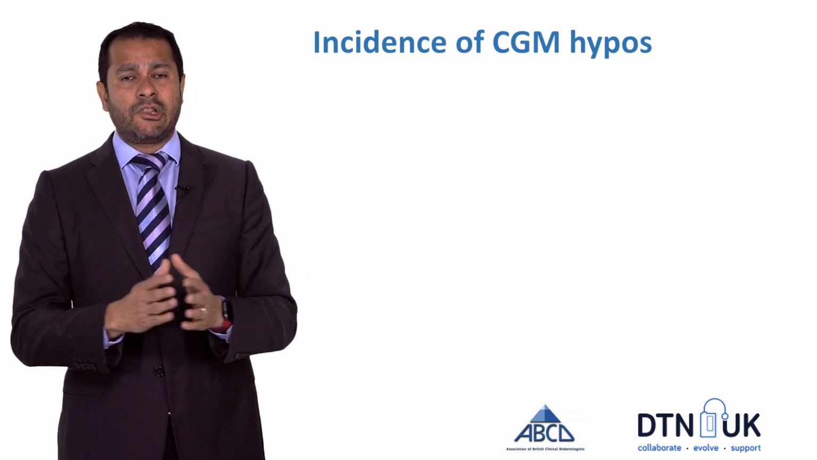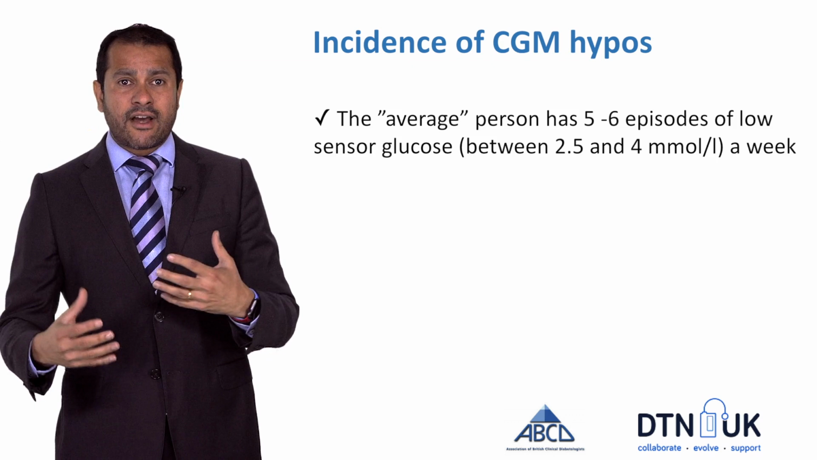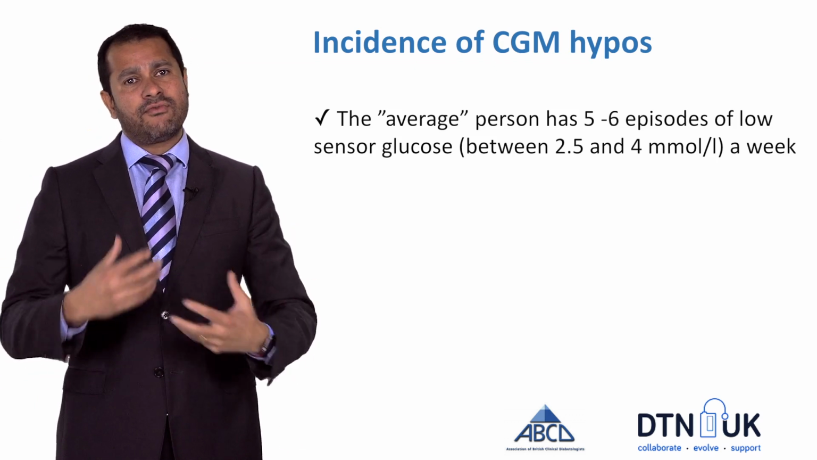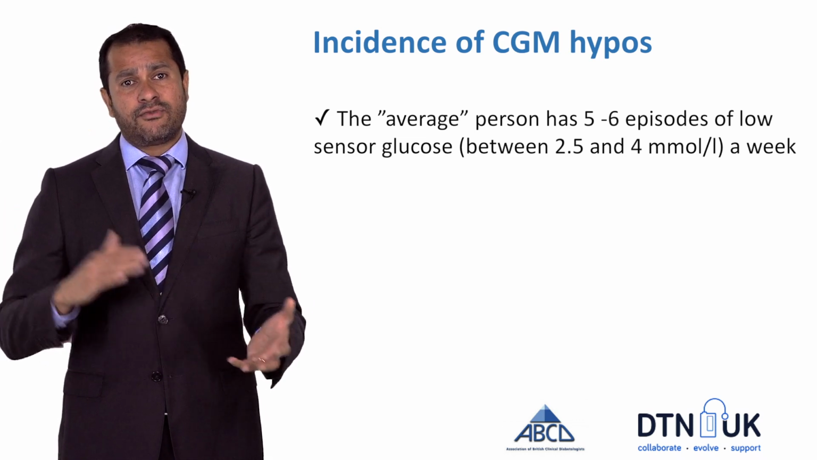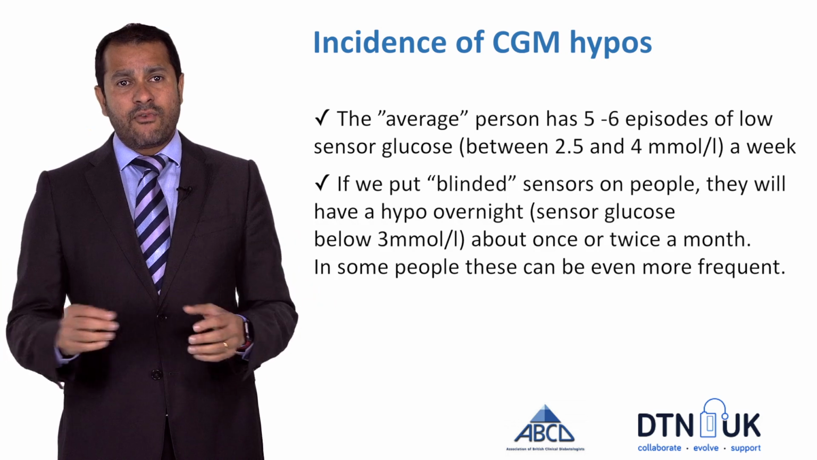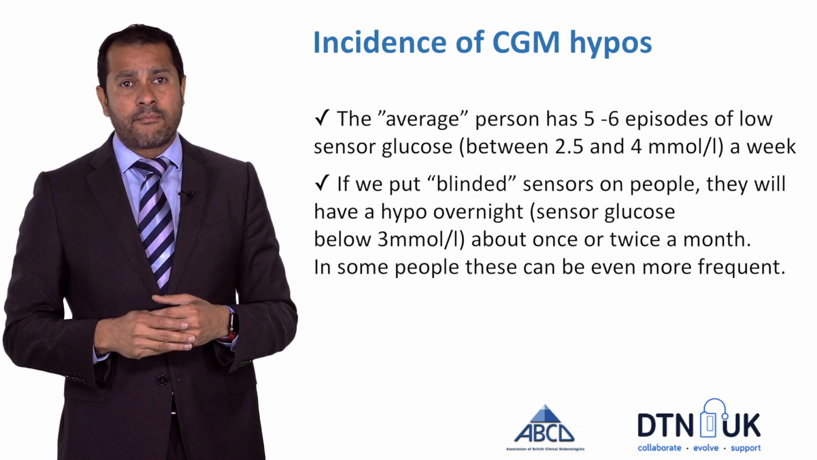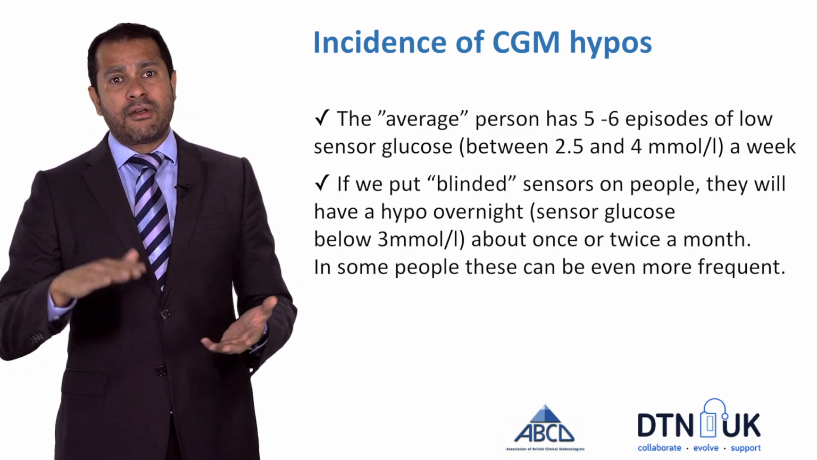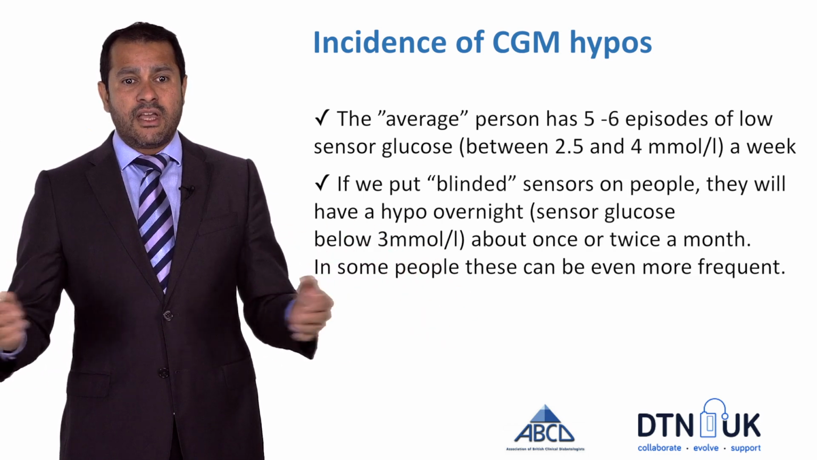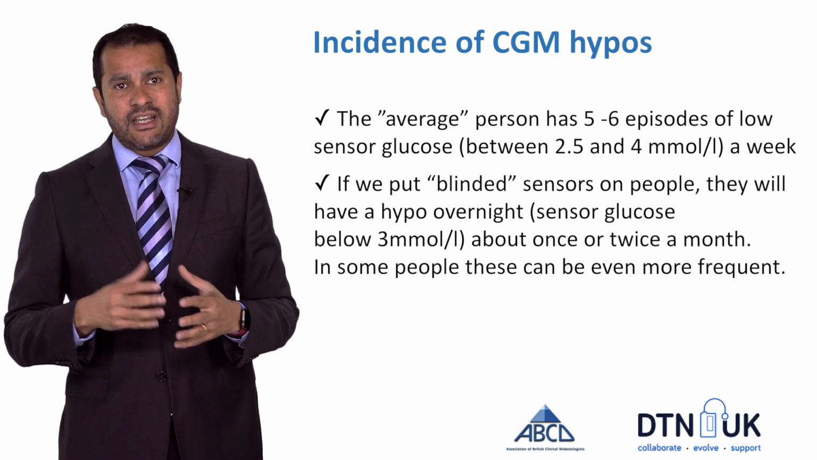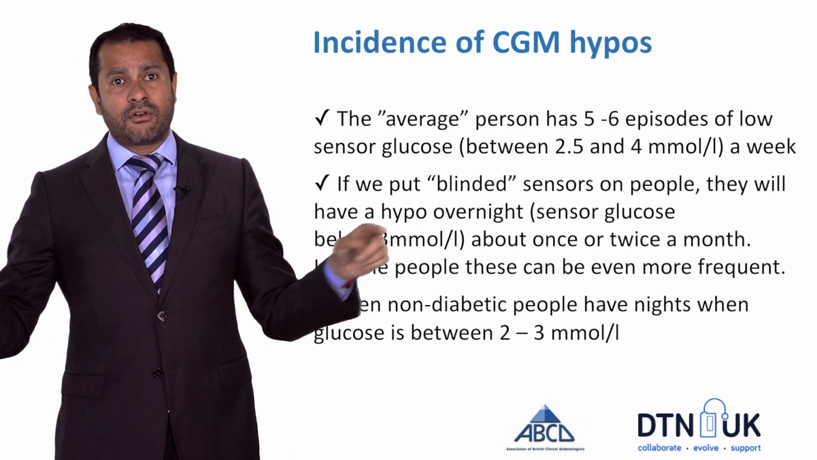So if we look at data from large numbers of patients who are doing reasonably well with their HbA1c, we feel that on average, the data says they have between 5 and 6 episodes of low sensor glucose, that is, between 2.5 to 4 millimoles per litre per week. If we put blinded sensors on people that just measured the glucose but didn't give the patient an alert or an alarm, we would find that they would be below 3 millimoles per litre maybe once or twice a month for long periods overnight. In some people, this can be even more frequent. And even in people without diabetes, as I showed you in the previous slide, people can have nights where the glucose is below 3 for the whole night.